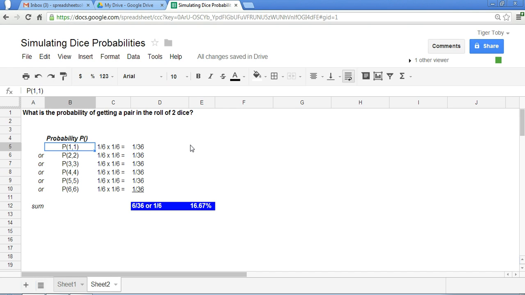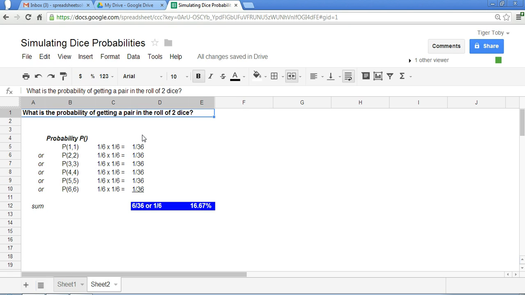In our video today, we are going to explore probabilities and dice, and we're going to simulate dice rolls and show you how we can get observed outcomes that are similar to the calculated ones. So what do we mean by that? Well, we're going to jump into this question. What is the probability of getting a pair in the roll of two dice?